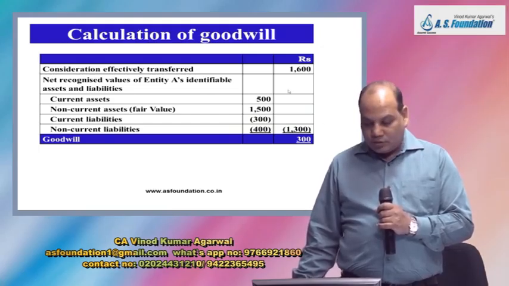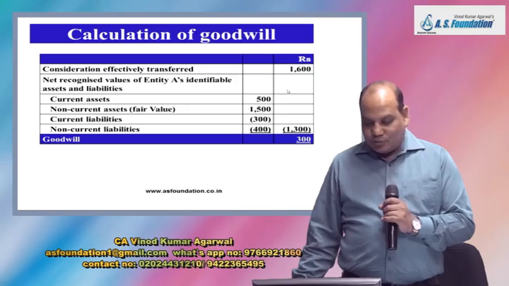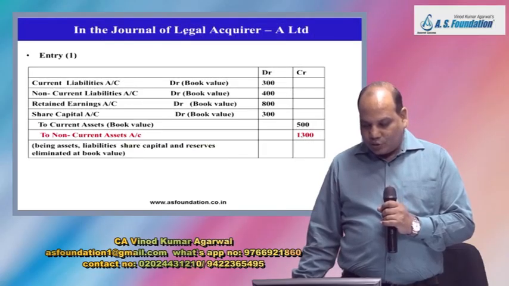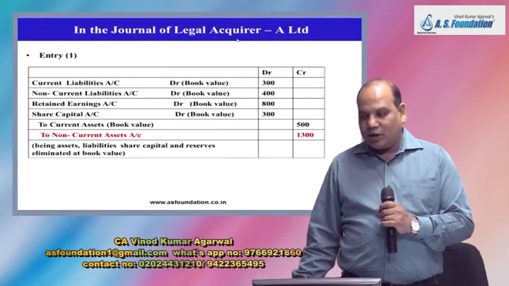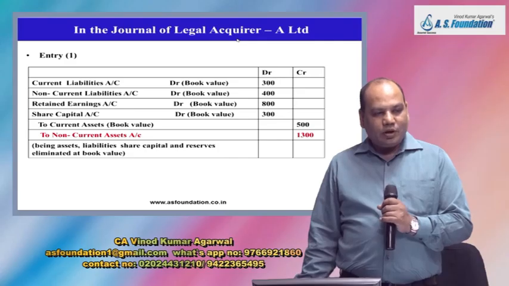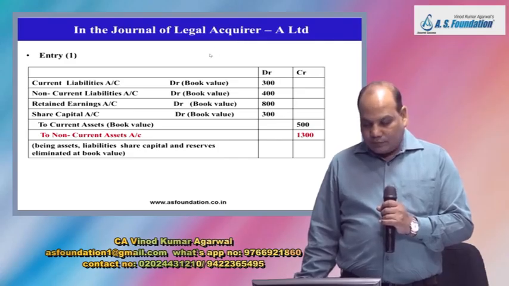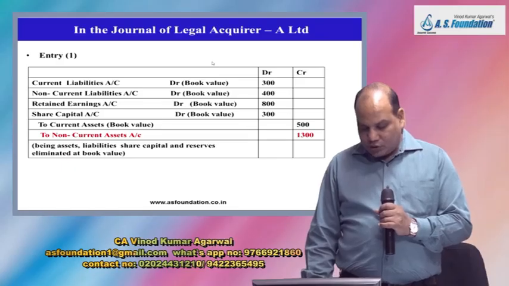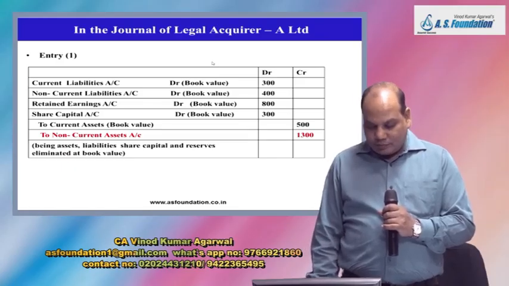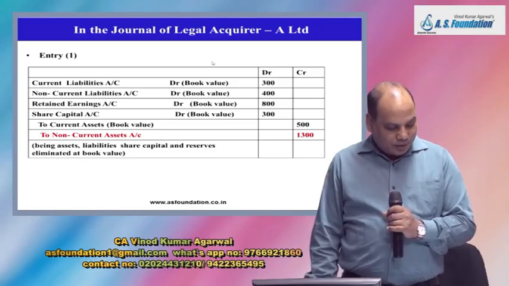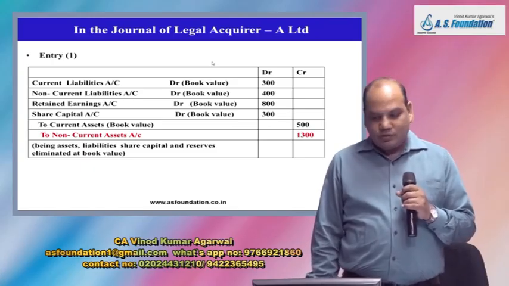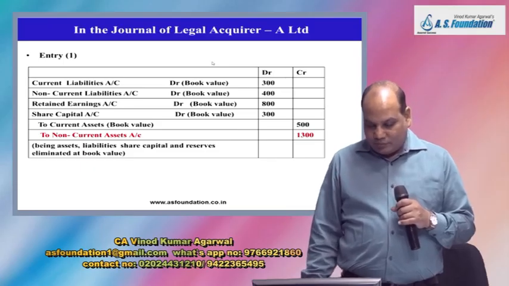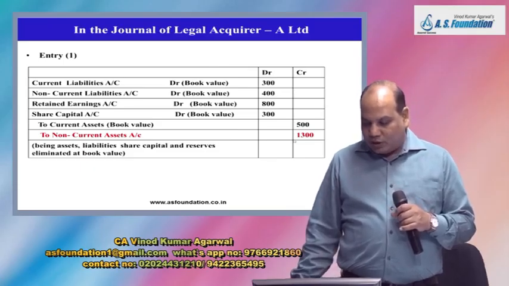That's it. Now you have to pass the entry. In whose book? A. So write down in the books of A Limited, in bracket, legal acquirer. Right hand side, 2 columns, debit, credit. First, what I'll do? First, I will reverse the existing assets and liabilities, share capital and retained earning. Bring all balances to 0.